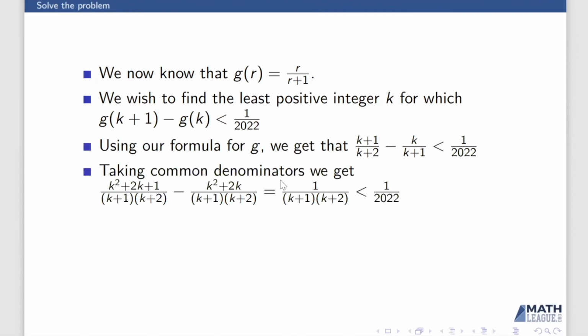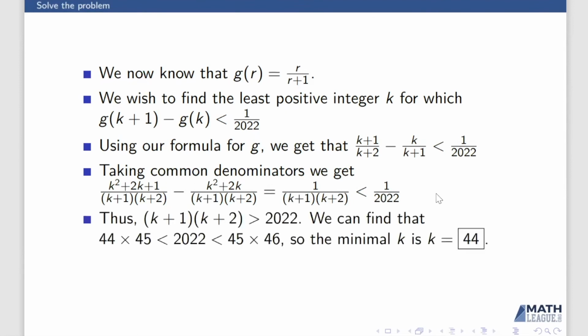And now we put everything over common denominators, and almost everything cancels, and we're left with 1 over k plus 1 times k plus 2 is less than 1 over 2022. So we take reciprocals of both sides, and since both sides are positive, we just flip the sign. Now we want to find the minimal k. We can find it because 2022 is close to 45 squared, which is 2025. So we can put it between 44 times 45 and 45 times 46. And so 45 times 46 gives k equals 44, and that's our answer.